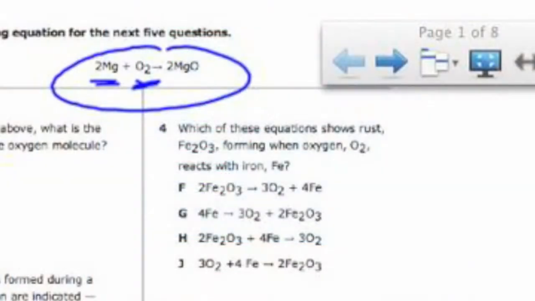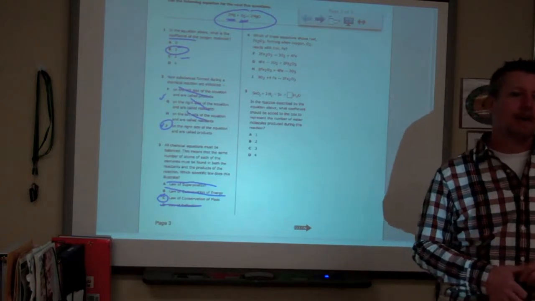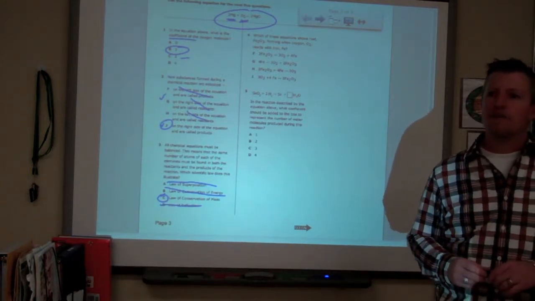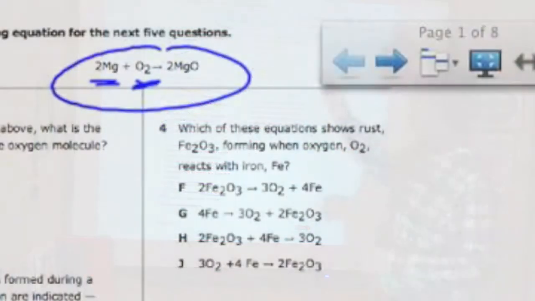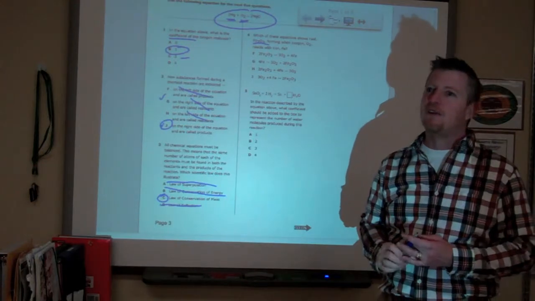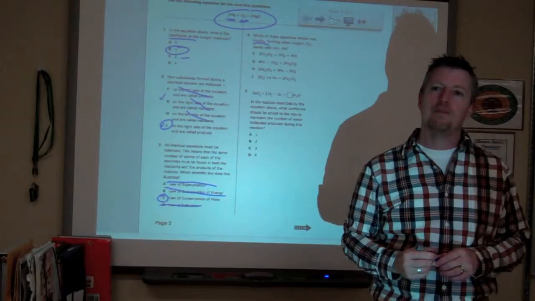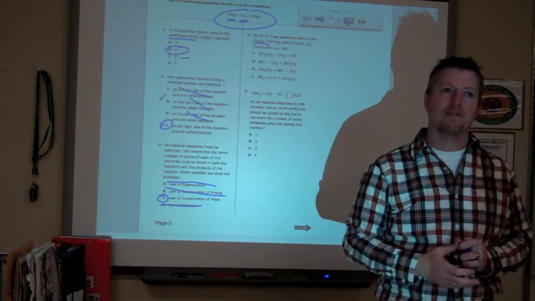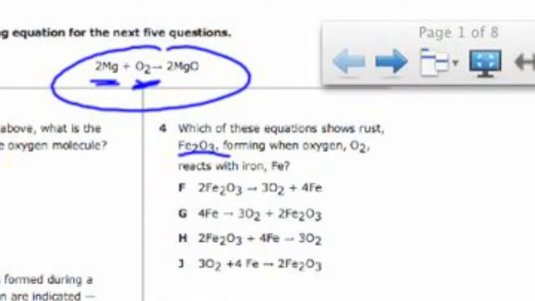Which of these equations shows rust, Fe2O3, forming when oxygen O2 reacts with iron Fe? All this is like a math story problem. Do you know what that looks like when it's written out correctly? Let's look at some key things. It says rust, Fe2O3. So if you don't know what rust is, it tells you what it is. It's Fe2O3. And it says it's formed. So if it's formed, would it be on the left or the right side of the arrow? Right side. So we're looking for Fe2O3 on the right side.